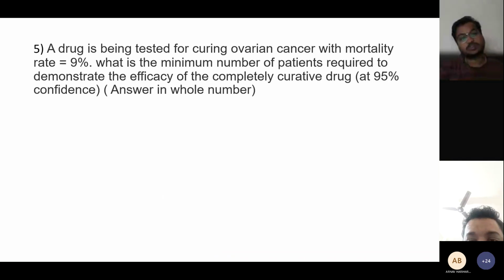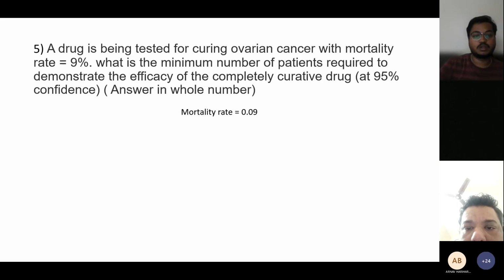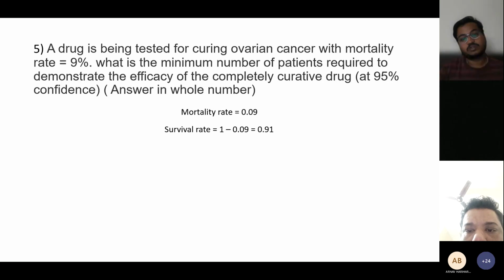For question number 5, the question is: a drug is being tested for curing ovarian cancer with a mortality rate of 9%. What is the minimum number of patients required to demonstrate the efficacy of the completely curative drug at 95% confidence interval? We are given that the mortality rate is 9%, which is 0.09. So the survival rate, if a person gets the disease, the probability that they will survive, is 1 minus 0.09, which is 0.91.